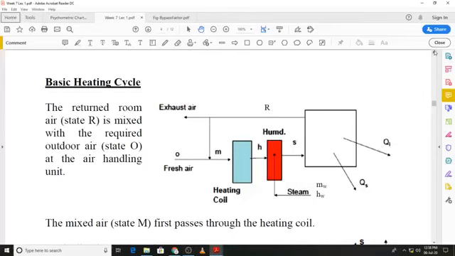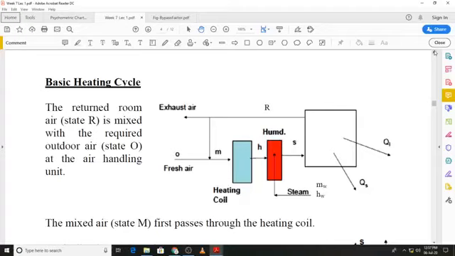Having studied the processes, we can now combine these processes to form cycles, and the two principal cycles that we will study are the heating and cooling cycles. One for winter air conditioning, that is the heating cycle, and the other for summer air conditioning, that is the cooling cycle. You will see that these cycles are formed by combining the processes that we have studied earlier.